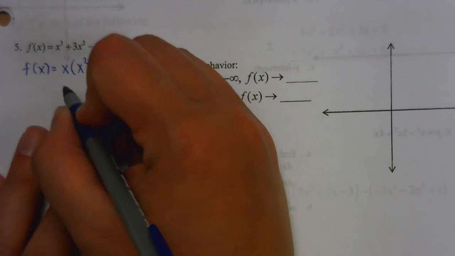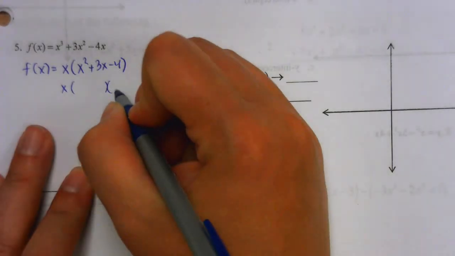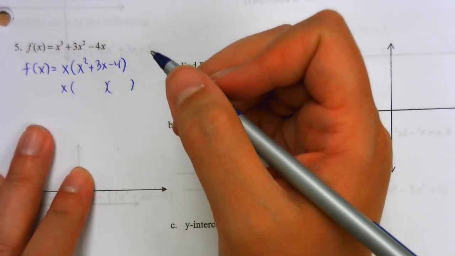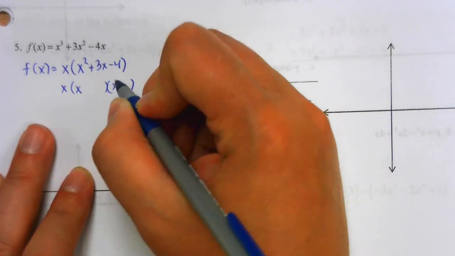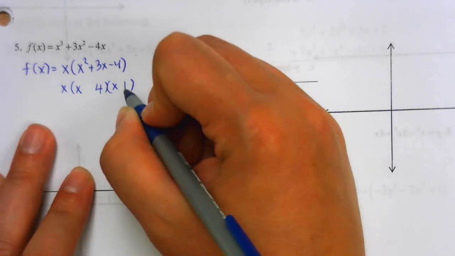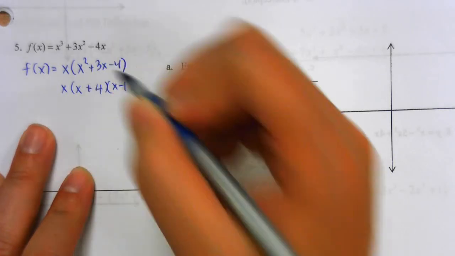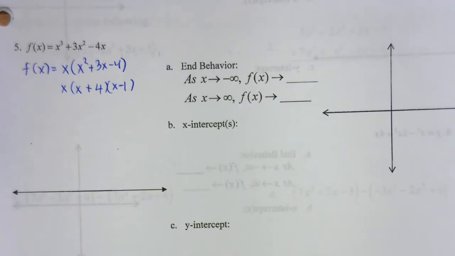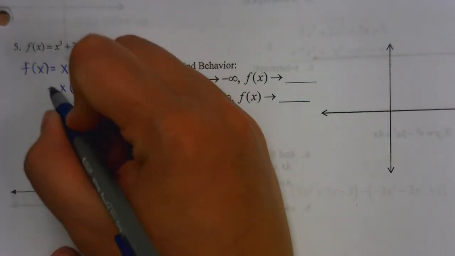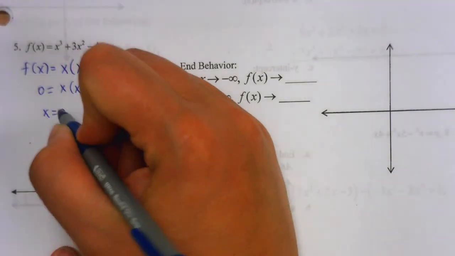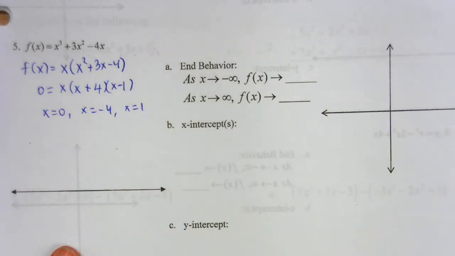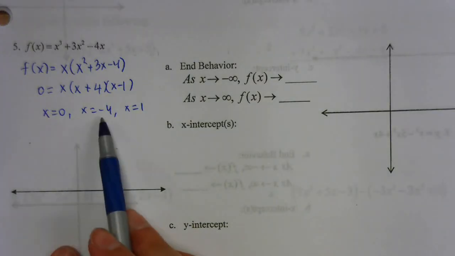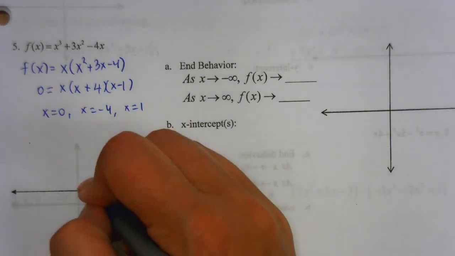So we have the x out in front, and our two factors are going to be x and x, and then I have 4 and 1, so minus, that's a plus. And we're setting those equal to 0, so we have x equals 0, x equals negative 4, and x equals 1. Those are going to be my values on the sign chart.